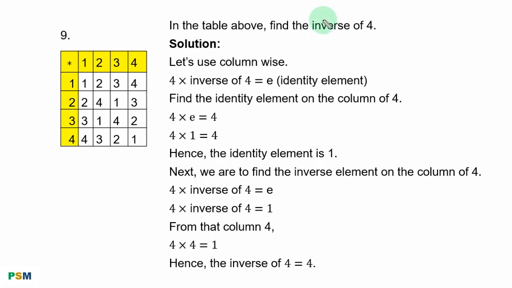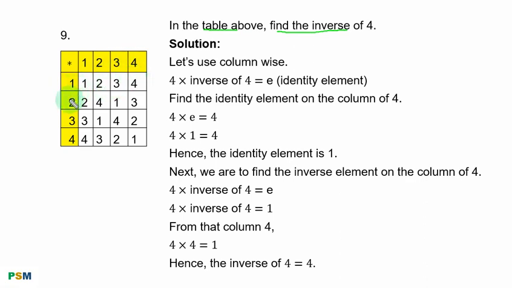Example 9. In the table above, find the inverse of 4. Solution: let us use column wise. Before that, let's try to get the modulo used in this table. Let's check the element 1 against the elements in the column. 1 times 1, 1. 1 times 2, 2. 1 times 3, 3. 1 times 4, 4.